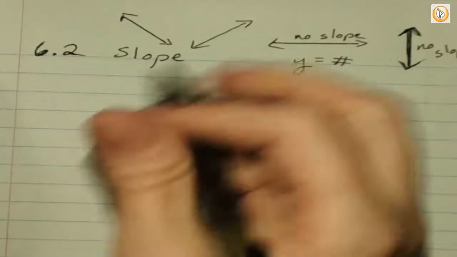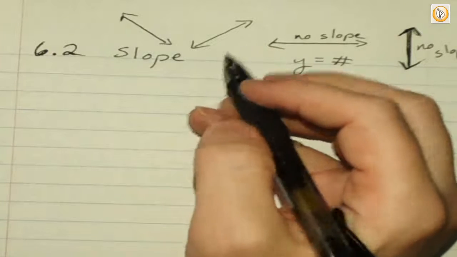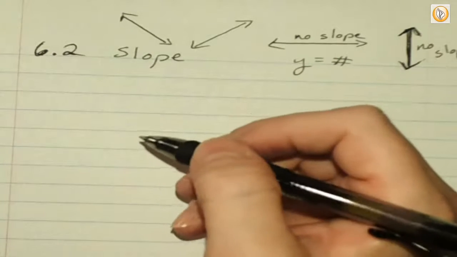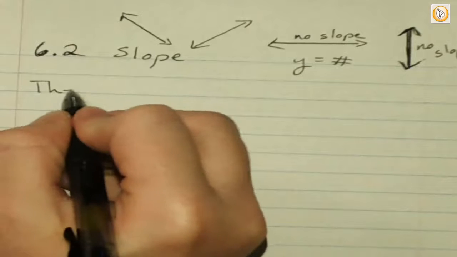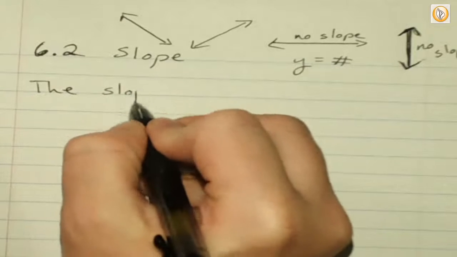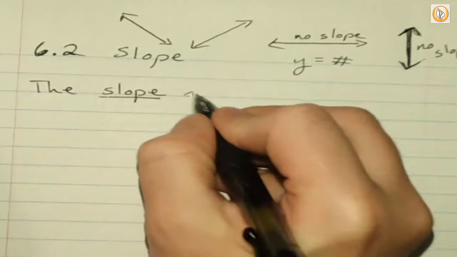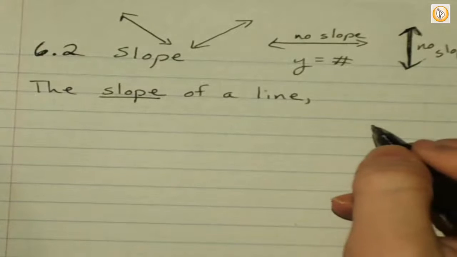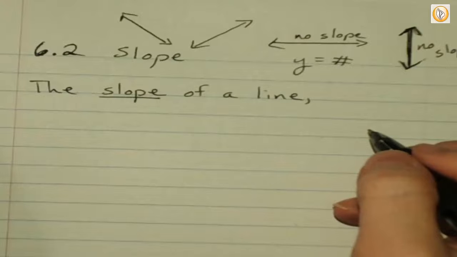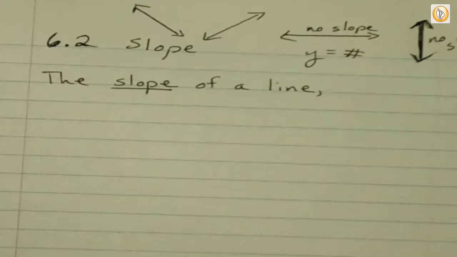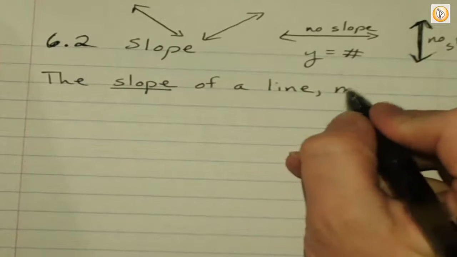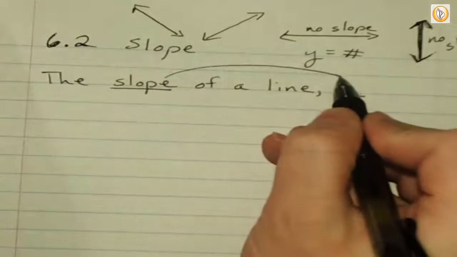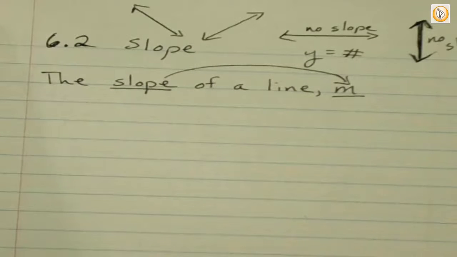Okay, so a slope is exactly what it is. It's how the line is tilted. The slope of a line. Does anyone remember what letter represents it? Raise your hand. Taylor? M. Yep. The slope of a line is M. So whenever you see M, that means slope.